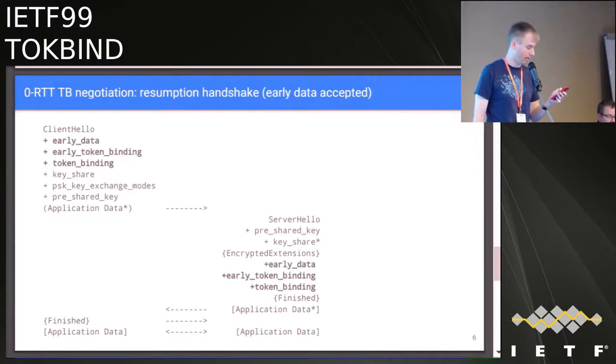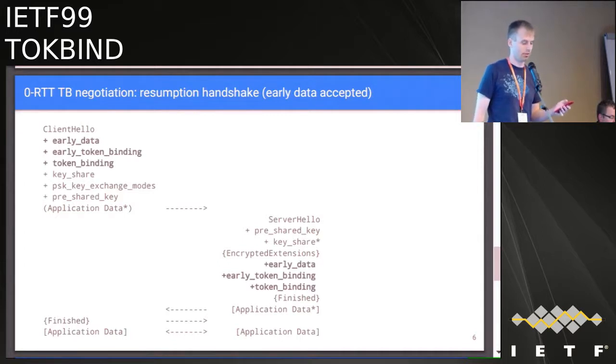And the server also echoes all of them back. The server cannot send the combination of early data and token binding in its encrypted extensions without also including early token binding. So the rules on the server side are such that the extension isn't strictly necessary, but it makes it very explicit what is happening here.